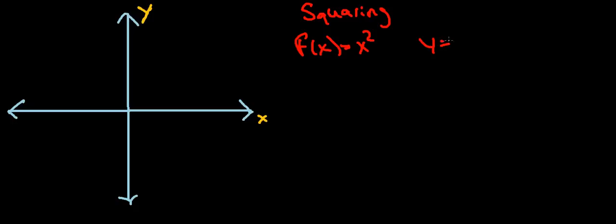Next we'll do, alright, let's just go in order, in a logical order. We'll do the squaring function. f of x is equal to x squared, or y is equal to x squared. And the graph looks like this.